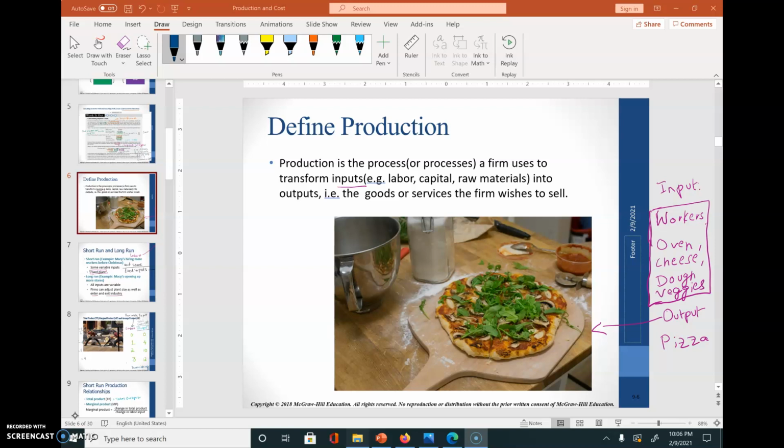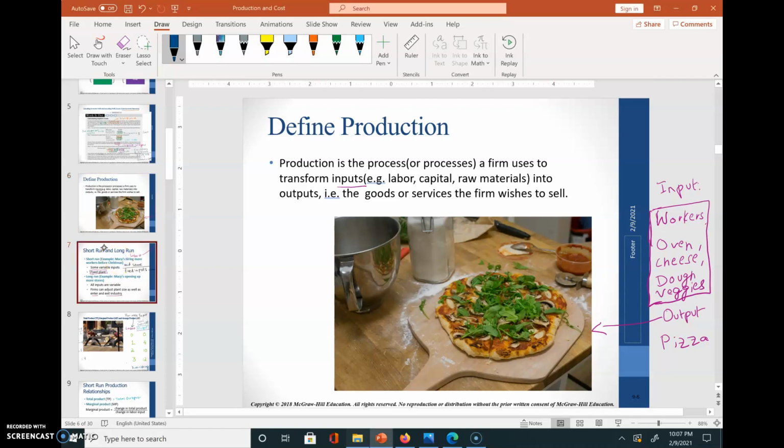So, what is production? Production is the process a firm uses to convert inputs to output, or the final product it wishes to sell. In this picture, the output is the pizza and the inputs can be workers, the oven, and the ingredients that go into the production of the pizza, for example the cheese, the dough, the veggies, and whatever else goes into the production of the pizza.